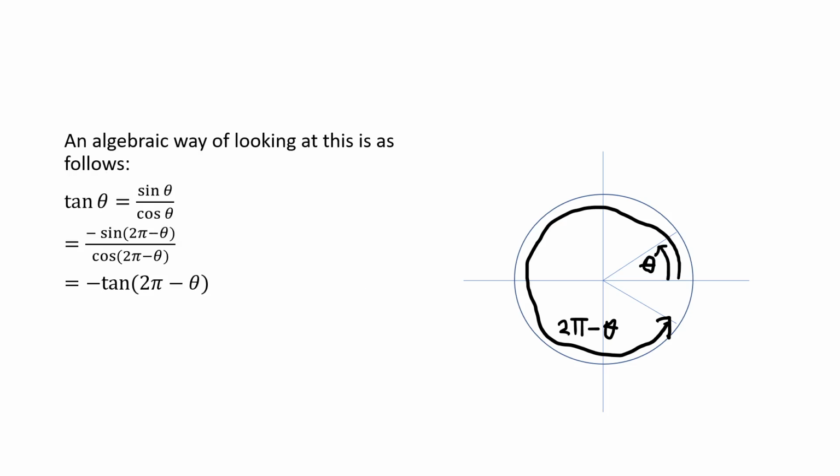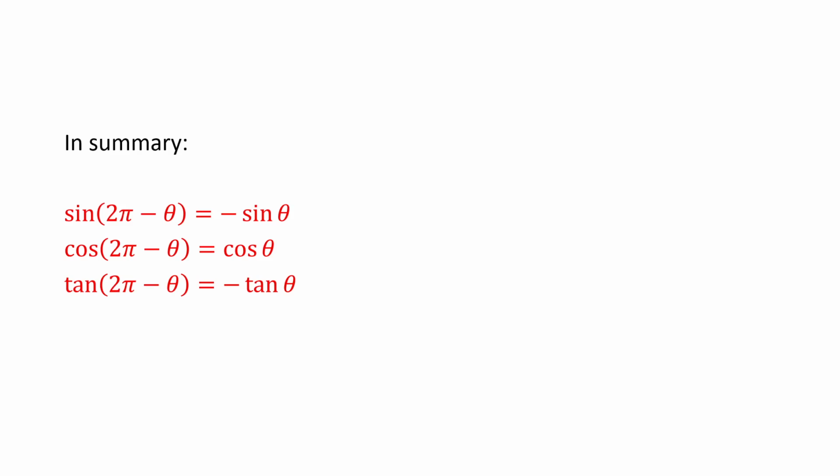But if we don't like a diagrammatic view of it, we can look at it algebraically. And we can say the tan of theta is equal to the sine of theta over the cos of theta. Well, the sine of theta is negative the sine of 2 pi minus theta, and the cos of theta is the cos of 2 pi minus theta. We've got the same angle in the numerator and denominator. So negative sine of that angle over cos of that angle is equal to negative tan of that angle. And we can make our summary slide right here.